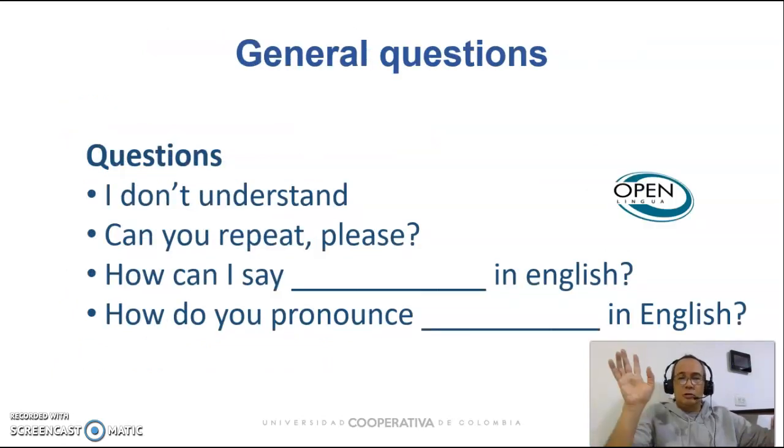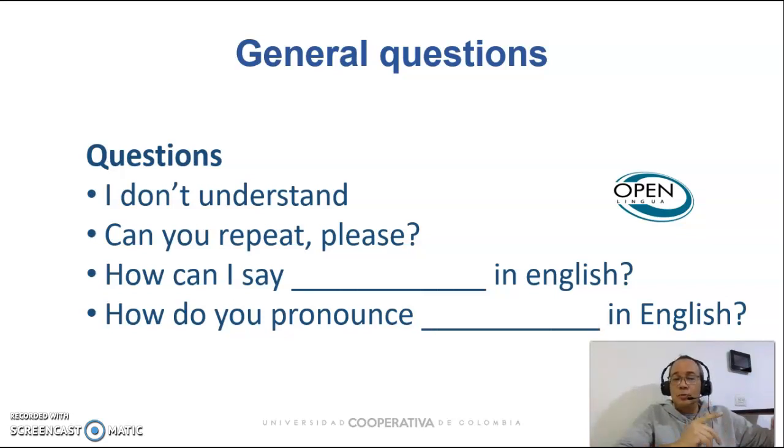Finally, general questions. If you have problems, try not to use Spanish. If you don't understand something, you say, I don't understand. If you need the teacher to repeat something, you say, can you repeat, please? Okay? If you don't know how to say something in English, you can say, how can I say this in English? How can I say mesa in English? How can I say casa in English?